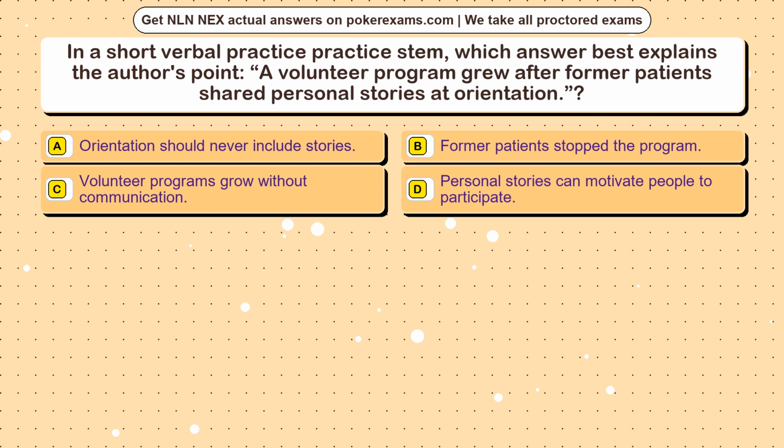Question 14. In a short verbal practice STEM, which answer best explains the author's point? A volunteer program grew after former patients shared personal stories at orientation. Option A, orientation should never include stories. Option B, former patients stopped the program. Option C, volunteer programs grow without communication. Option D, personal stories can motivate people to participate.